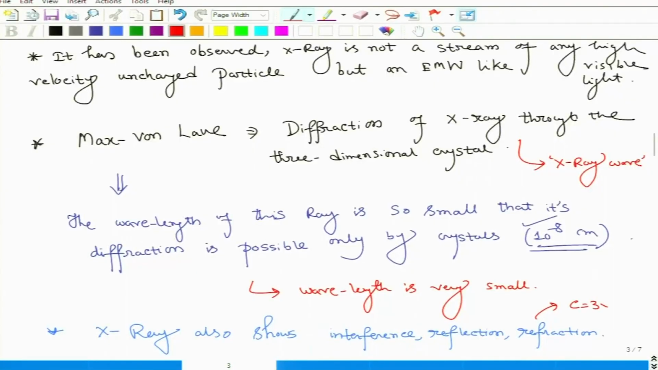Now we know that in vacuum all electromagnetic waves travel at a constant velocity, which is 3 times 10 to the power 8 meters per second. This was also known. So this was the result obtained during the experiment with X-ray. It was proved that X-ray is an electromagnetic wave, not a flow of uncharged particles. This is great. And it was also evident that X-ray has a very small wavelength.